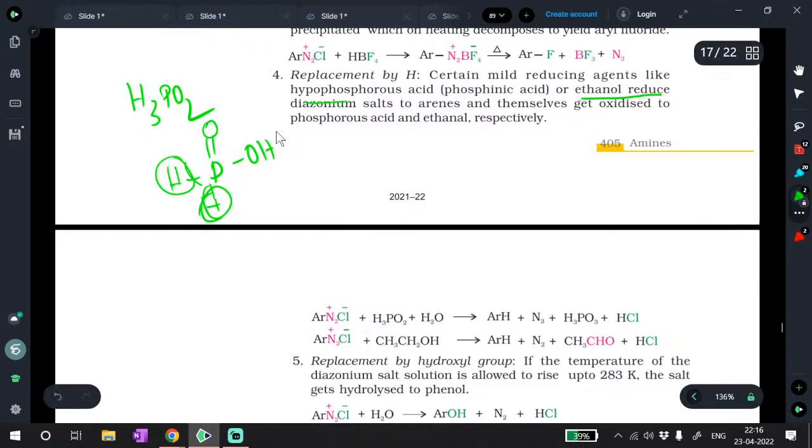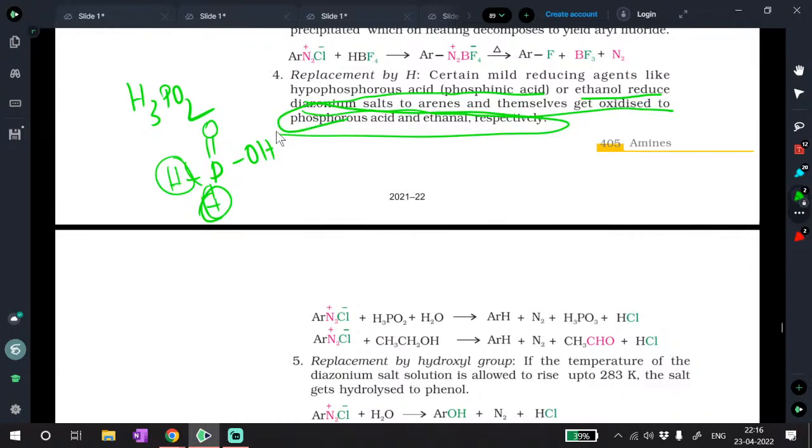Ethanol is also a mild reducing agent. It is not very acidic. They reduce diazonium salts to arenes and themselves get oxidized to phosphorous acid and ethanal respectively. So H3PO3, phosphorous acid or orthophosphorous acid.